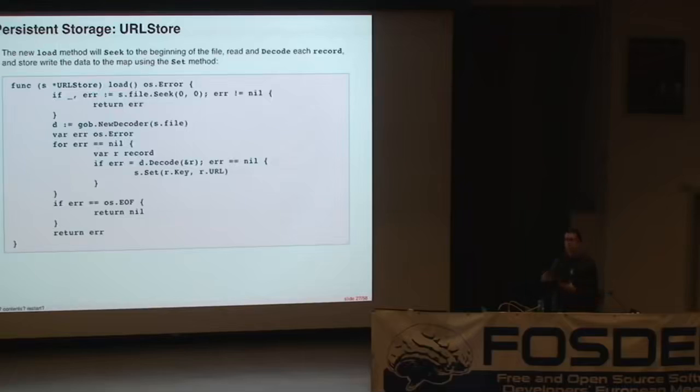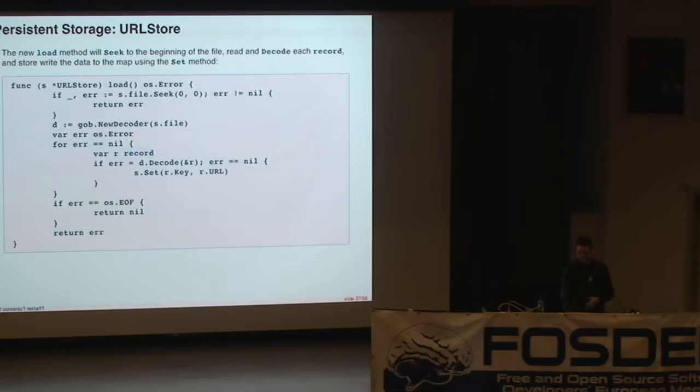But now the last part is to load the data back into the program when the program starts. And so we define a load method. And this load method returns an error value. It takes no arguments. And first what it does is it seeks to the beginning of the file. And if the seek fails, it will return an error. And then it creates a gob decoder. And what we do is we set up an error value, and then we go into an infinite loop. So for err equals nil, it means just continue looping while there isn't an error. And then I set up a record value, r, and then I decode into r by giving the Decode function a pointer to r. And so Decode will read bytes from the underlying file and try to marshal them into a Record struct, into this Record struct.